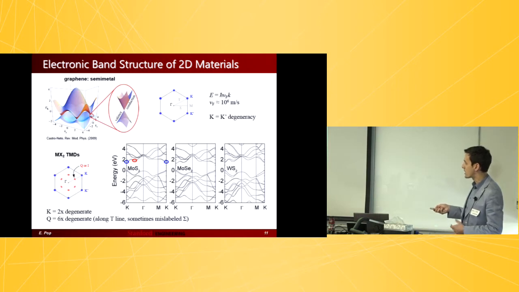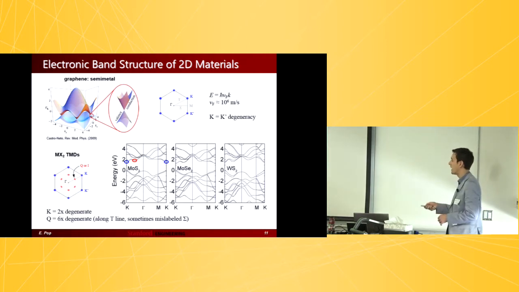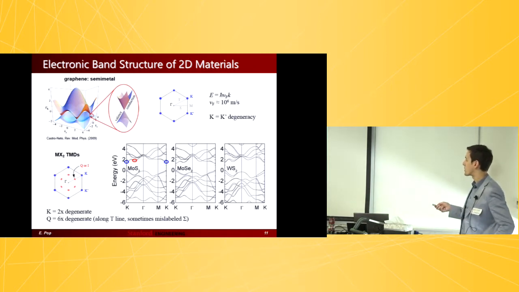The Q valley, sometimes people call this Q. I've seen it mislabeled sigma. I think that's actually an error. I would say it's basically what's along the T line inside the Brillouin zone of the TMDs. I've also seen it labeled as I, actually. And I'm actually not sure why some people call it Q, some people call it I. But I'm pretty confident sigma is actually not correct because sigma comes from a different type of Brillouin zone arrangement.